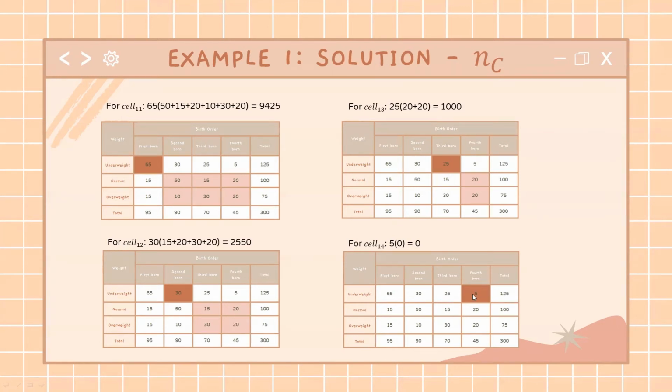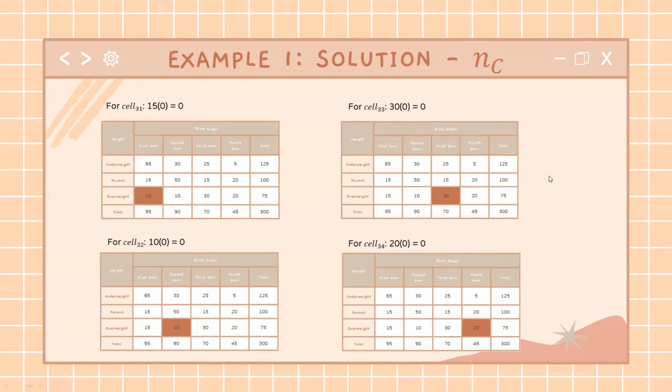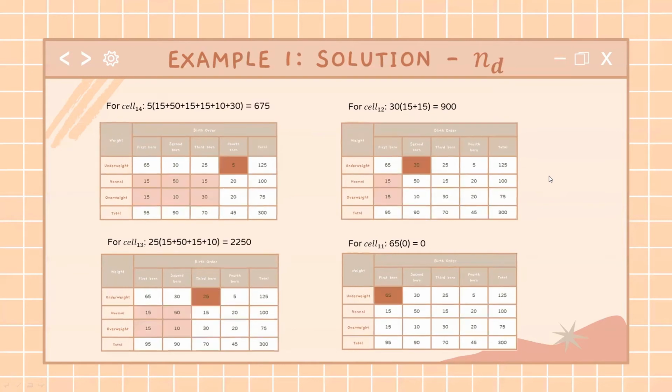For cell sub 1, 4, there is no column to the right of the fourth-born column, thus the frequency of this cell will be multiplied by 0. Then we do the same for all of the other cells.